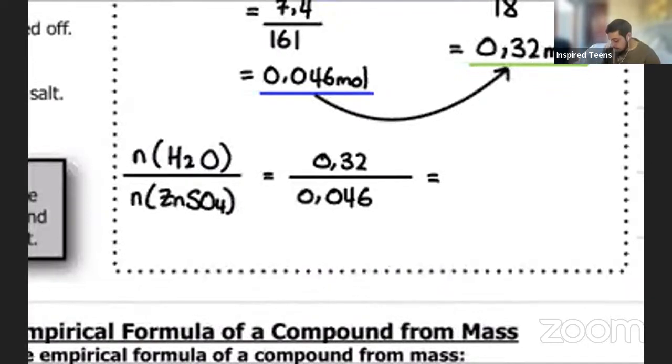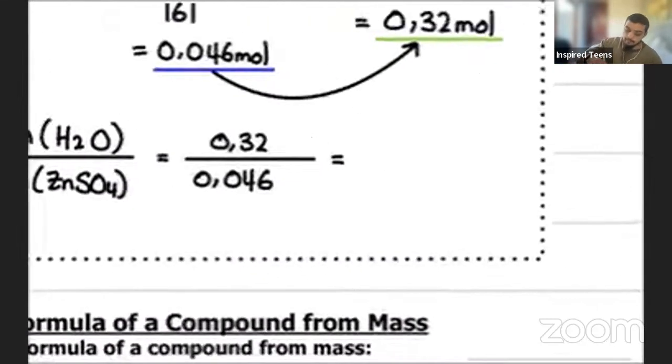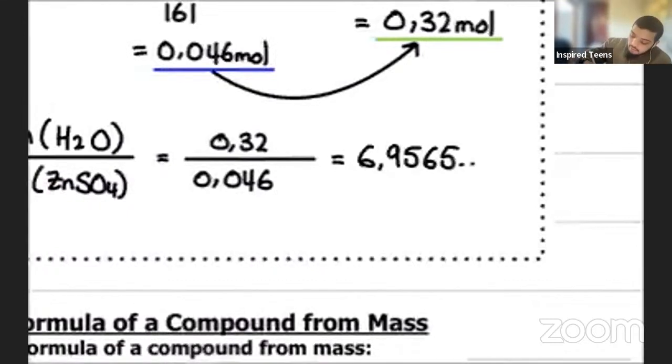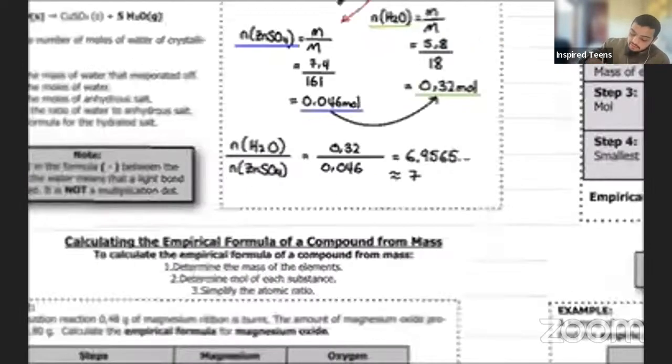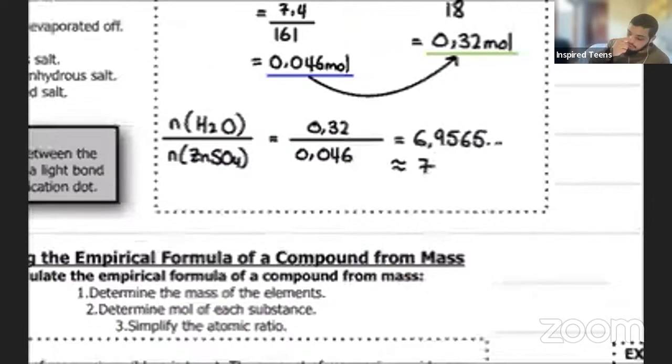So when you put this in your calculator, 0.32 divided by 0.046, you get an answer of 6,9565. So you're going to round this off to the nearest whole number, which is approximately equal to 7. So there you got your ratio.